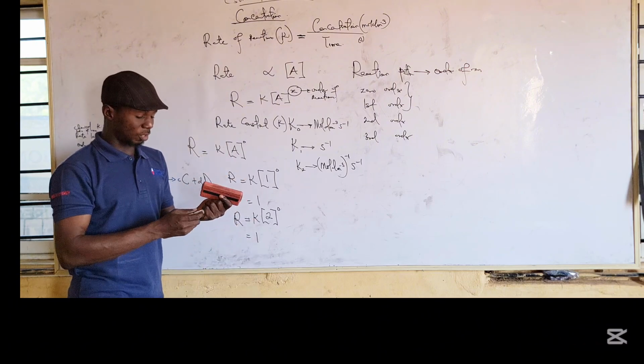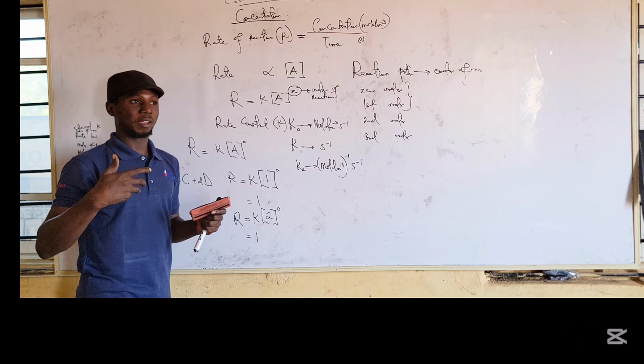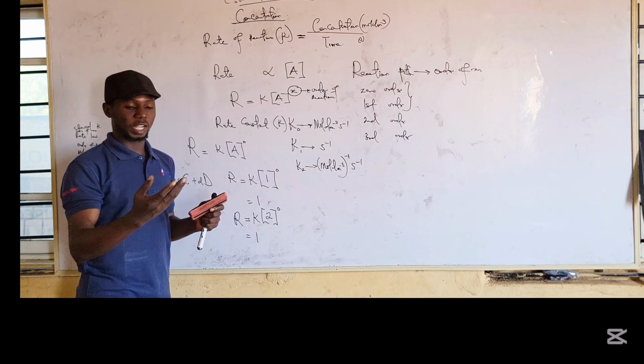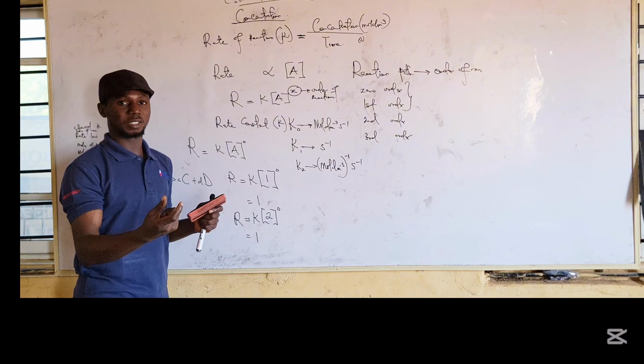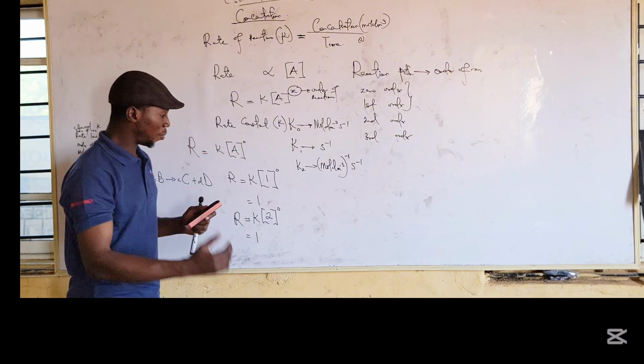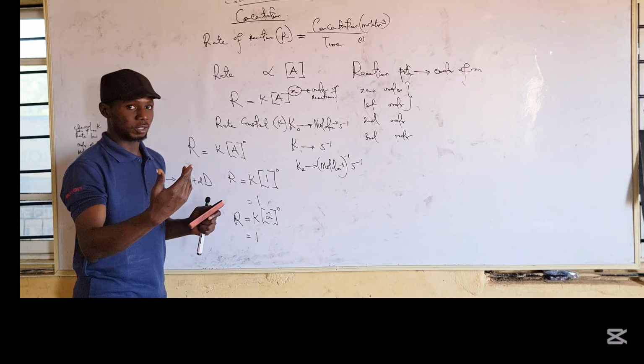That means even if the concentration of a particular substance at zero order is doubled, the rate remains the same. So that is why I was saying the other time that it's not every time that you increase any of the factors that the rate will also increase. But if you look at pressure, temperature, catalyst, and nature of reactant, once they increase, rate of reaction increases. But concentration, if it increases, rate of reaction may not increase.